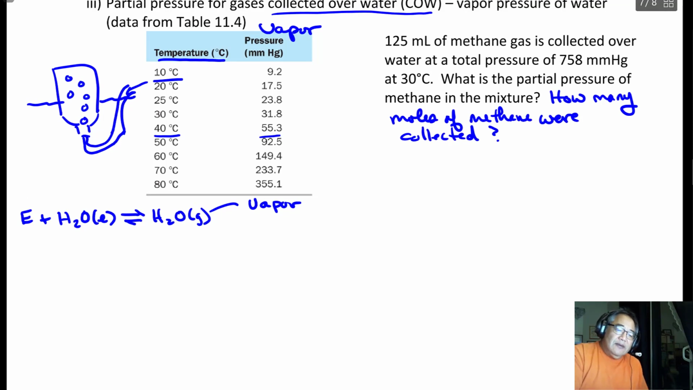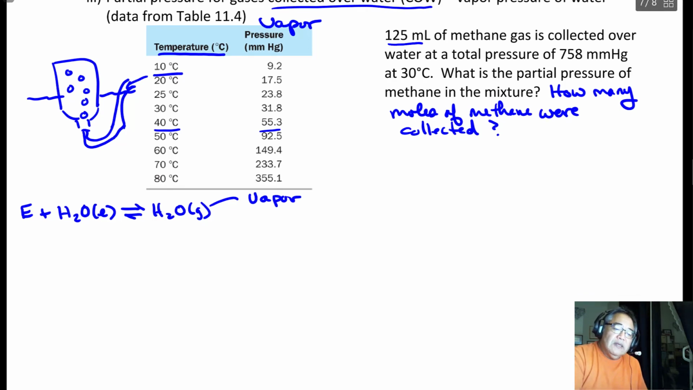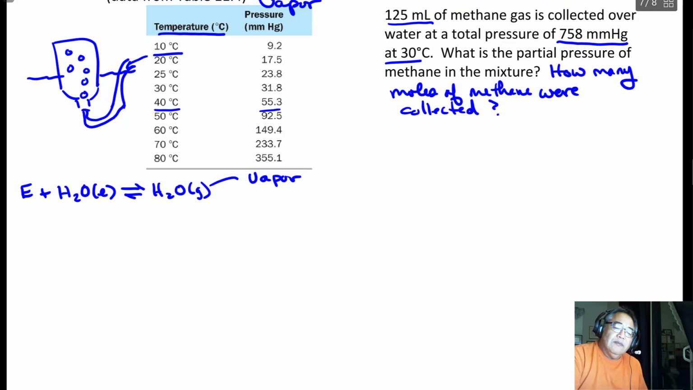So anyways, having said that, one of the very common problems is to collect a gas over a liquid and then try to calculate how many moles of gas you collected in that process. So I have 125 milliliters of methane. It's collected over water at a total pressure of 758 millimeters of mercury at 30 degrees Celsius. What is the partial pressure of methane in the mixture? That's the first question. And how many moles of methane were collected? So I'm going to do this problem in 2 parts. The first part is just to calculate what the partial pressure of methane is.